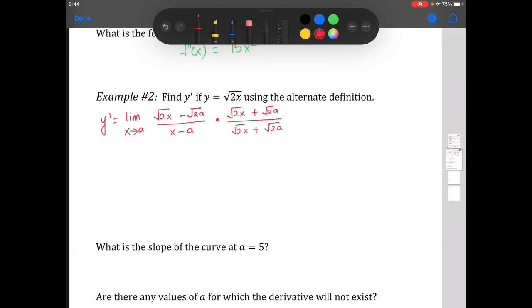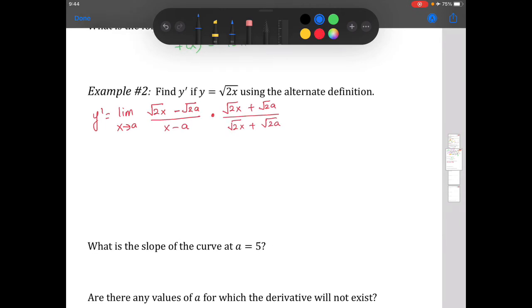right? So here what do I do? I'm going to use a different color. This is a minus b, and this is a plus b. What is a minus b times a plus b? Difference of two squares, a squared minus b squared. So basically this is my a. I'm going to square this. So this would be what? Just 2x, because the radicals cancel out.